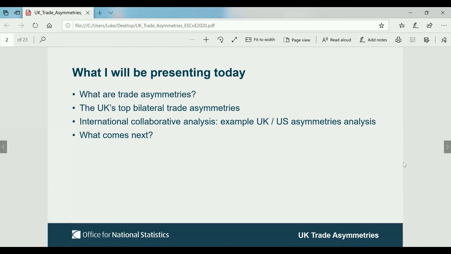So a bit more of an outline here. I'm going to begin just by setting out once again what trade asymmetries are. I think we've got a very informed audience, but I'll go over that. Just to begin with, I'll touch upon the data, noting the UK's top bilateral trade asymmetries. I'll then proceed to talk a little about some of the international collaborative analysis that we've done, and I'll draw attention specifically to our collaboration with the United States and what we've learned from that. And then, as I said a moment ago, thinking about what comes next.